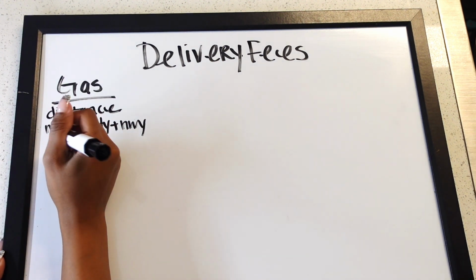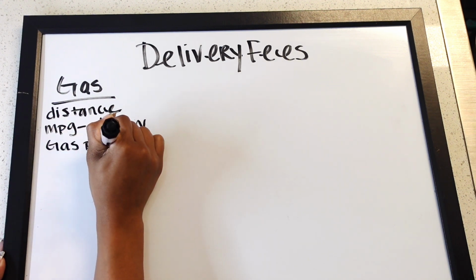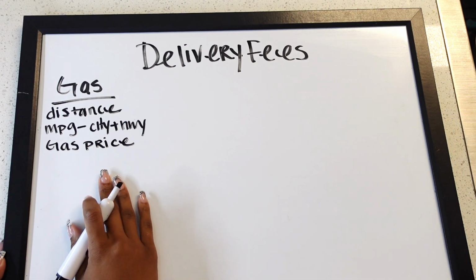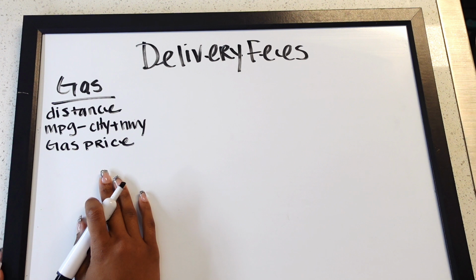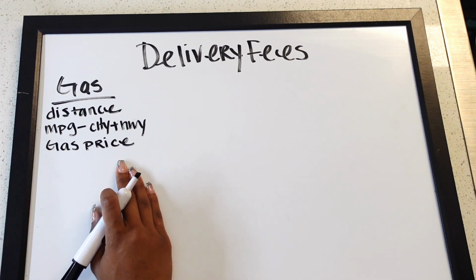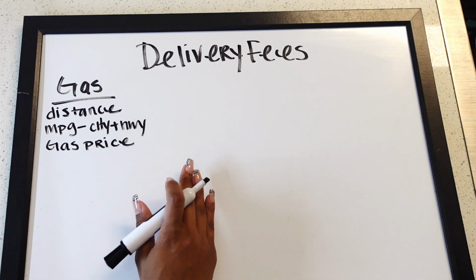Next is the price of gas. So you need to know how much gas costs today in your area. Gas prices can change by the hour. So when you quote the price, you want to make sure that you're quoting for the current price of gas at this time, and you want to make sure that you are calculating it for a gas station in your area. This is very easy to figure out. You can just Google price of gas in your zip code.